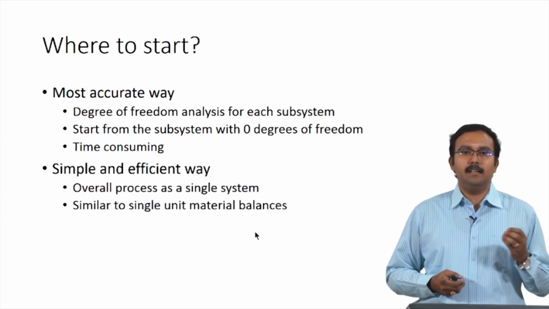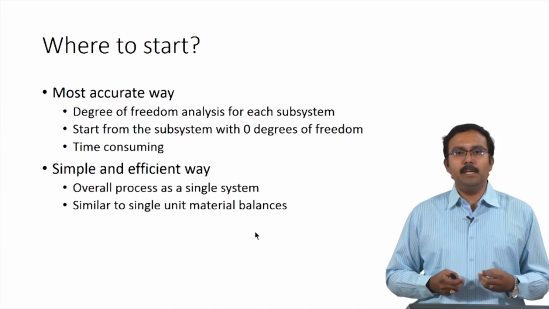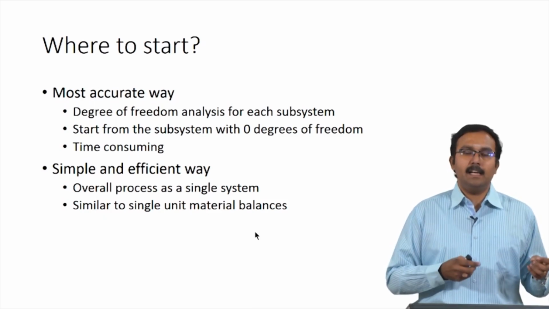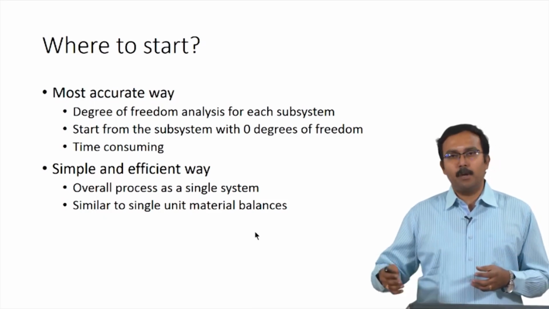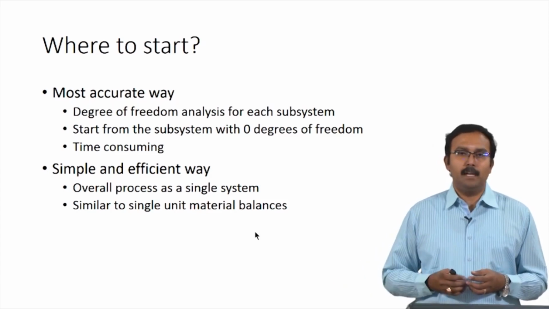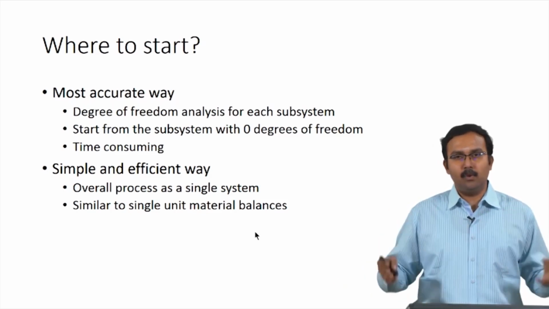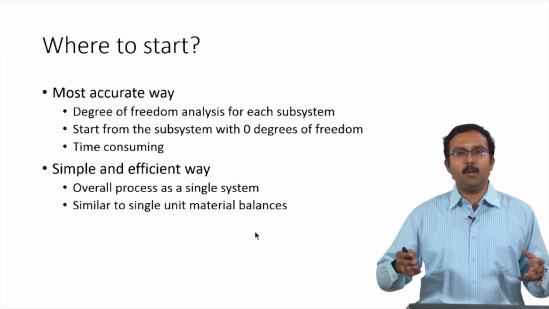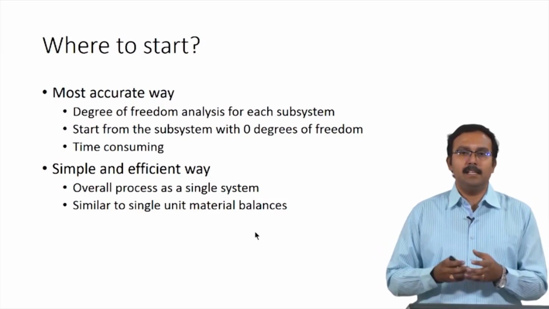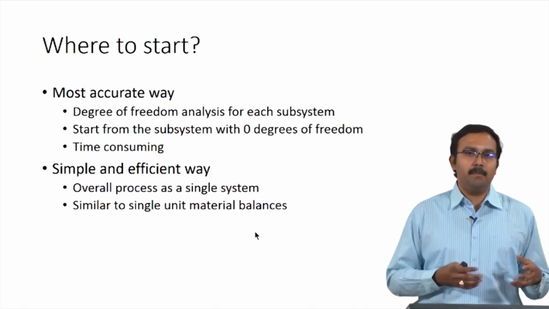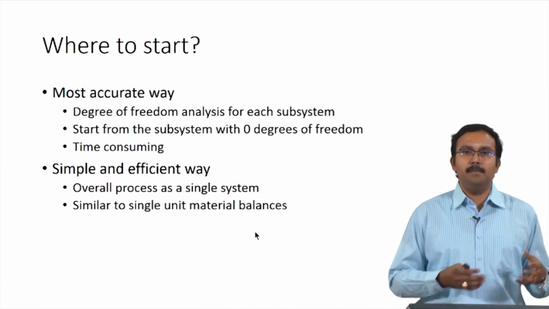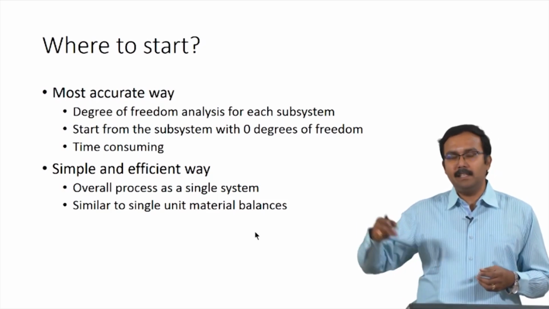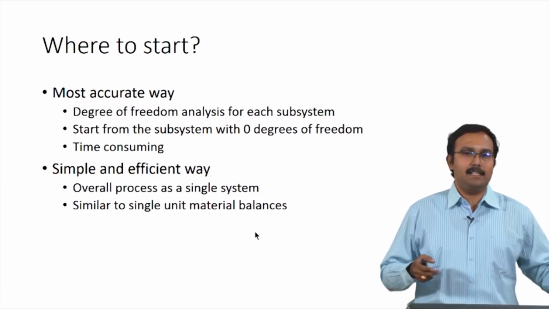So instead, a simple and more efficient way would be to start with the overall process as a single system and then continue with individual processes to perform the overall balances. When we consider the overall process as a single system, the entire process becomes like a single unit system, and the material balances performed will be similar to what we have done earlier. Another approach would be to start with either the final system or the initial system.